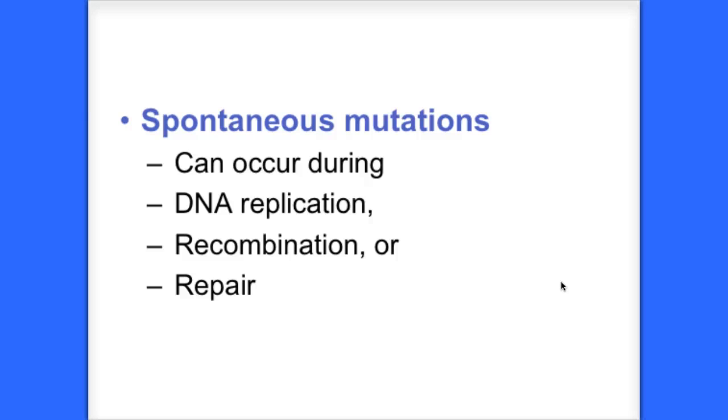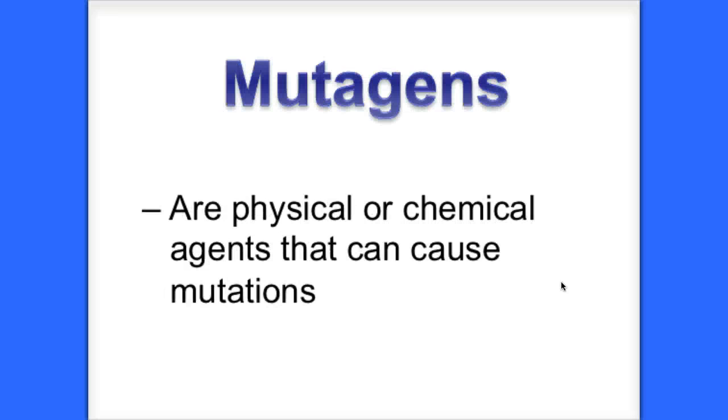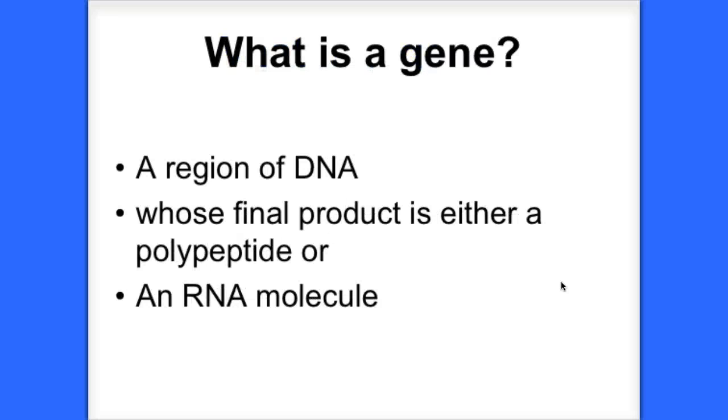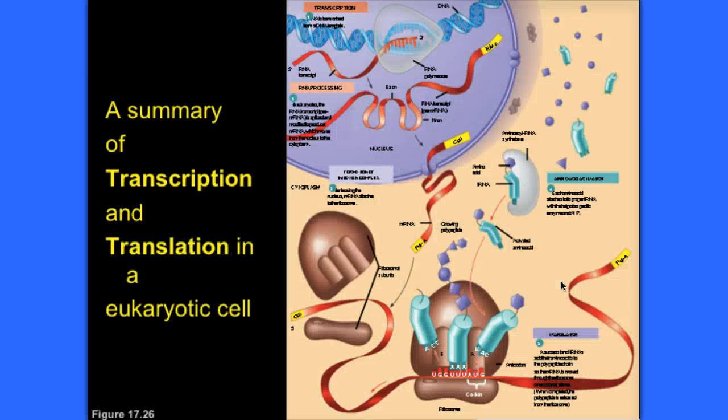Any mutation occurring during DNA replication or recombination or repair, and any chemical that would produce mutation, are referred to as mutagens. Well, we know what a gene is. And that was the summary of transcription, translation, or rather protein synthesis.